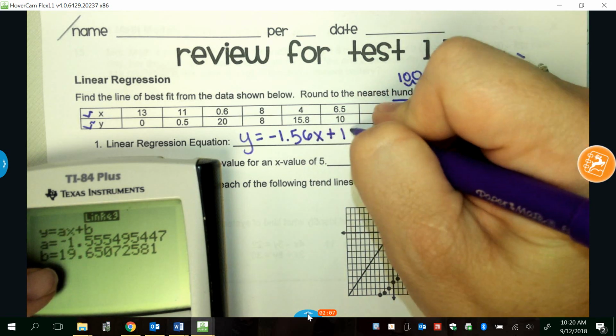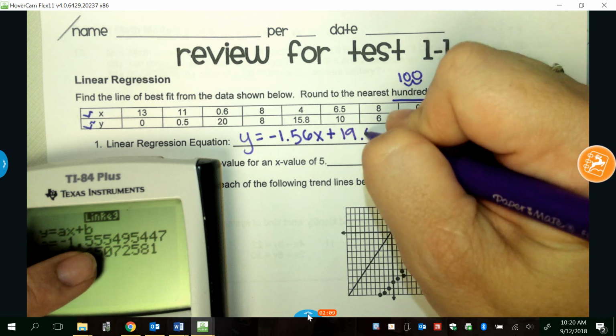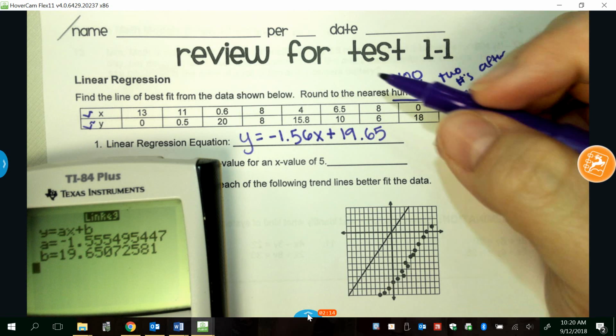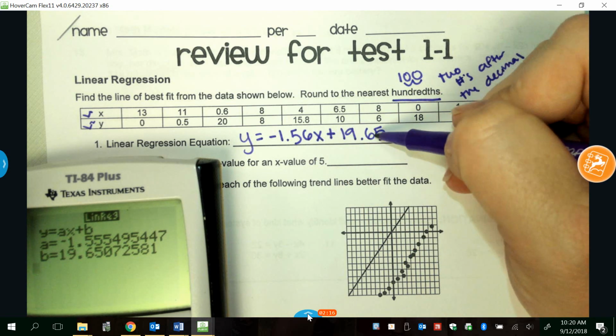So our b is 19.65. Hundredth place means 2 numbers after the decimal. So after the decimal we have 2 numbers, after the decimal we have 2 numbers.